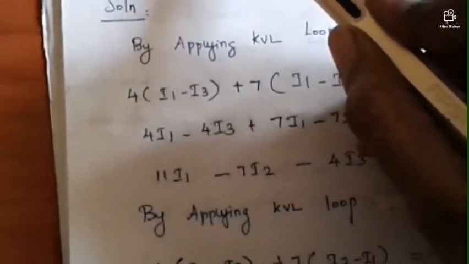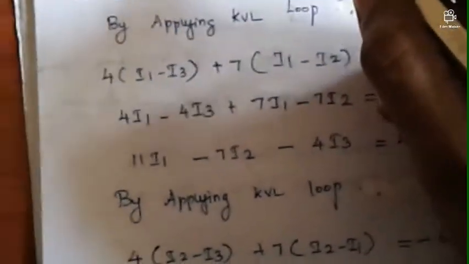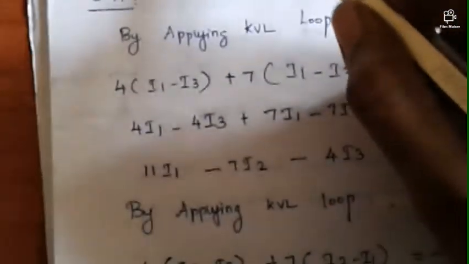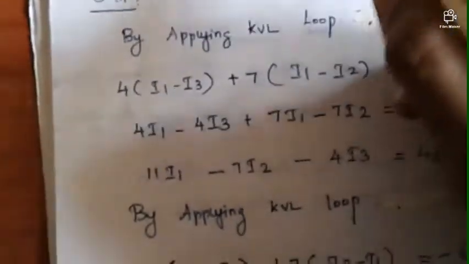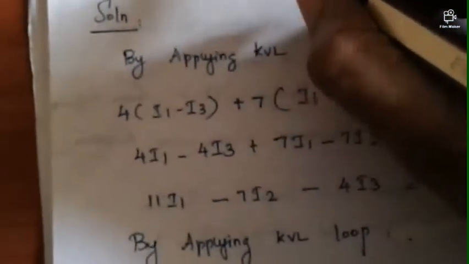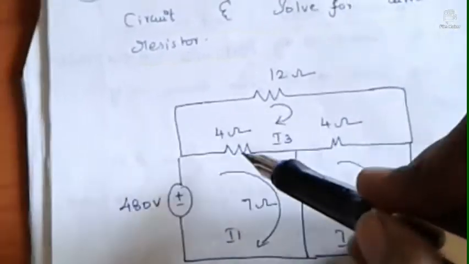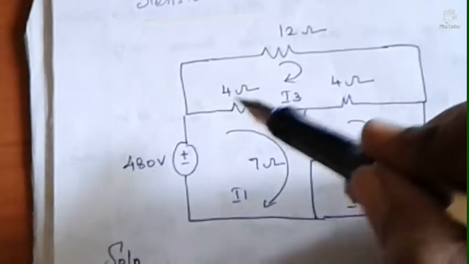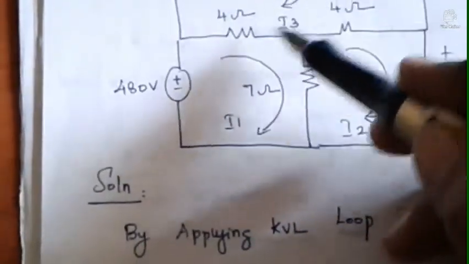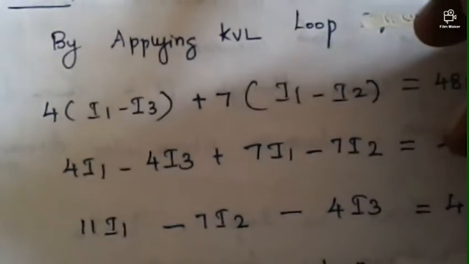Then the remaining potentials we have to write. Across the 4 ohm resistor, you see 4 ohm is lying between 2 loops, loop 1 and loop 3. So the potential will be 4 times the difference of these 2 loop currents. Across this 4 ohm resistor, I1 current is flowing, and in the other loop current I3 is flowing. So when finding the potential of 4 ohm, it consists of the difference of these 2 currents. So I write 4(I1 minus I3), plus the next potential, the 7 ohm resistor.